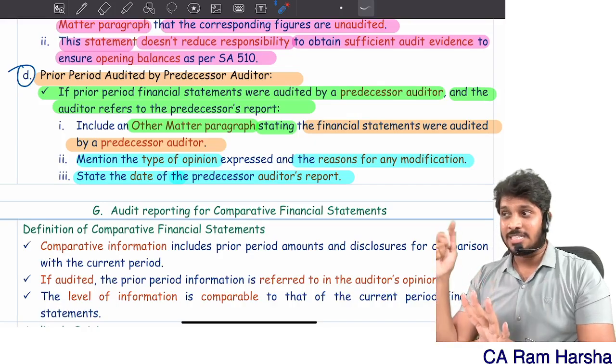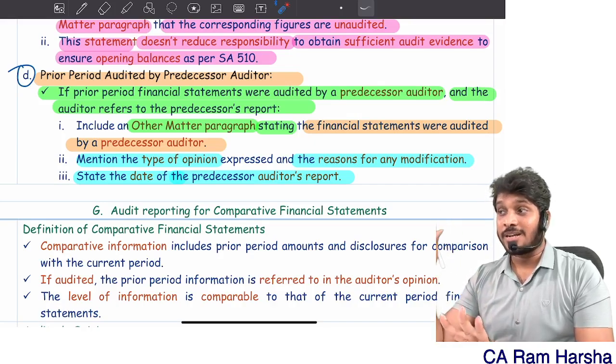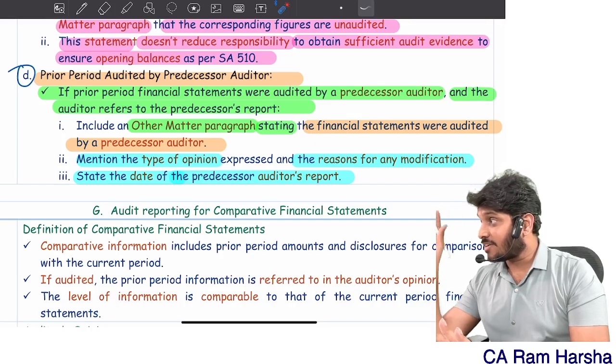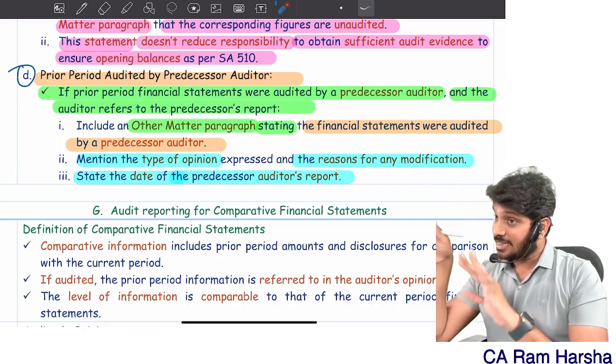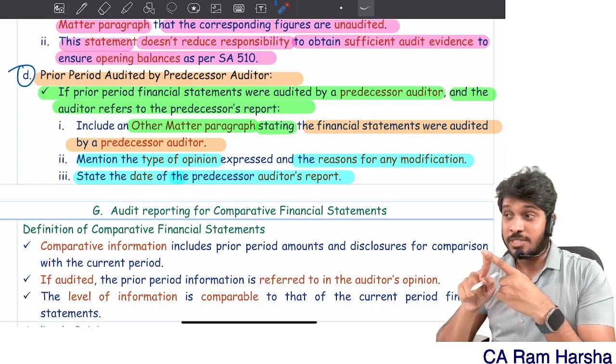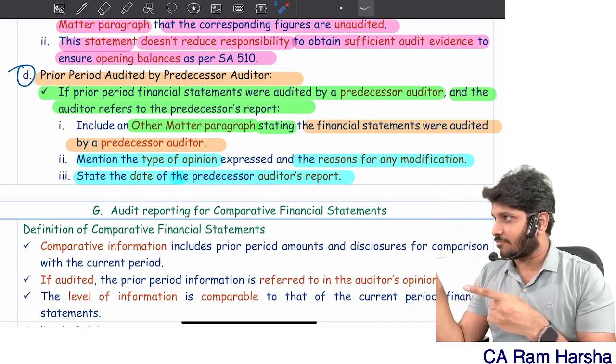Last year a material mistake is there, but last year we have not given a modified opinion. We gave an unmodified opinion. There, what generally we do: subsequent events, even SA 560 procedure, we will apply first. We will try to resolve it.